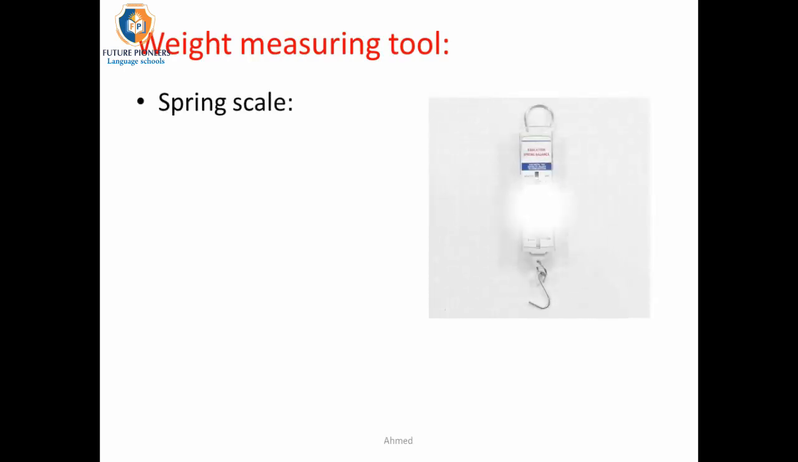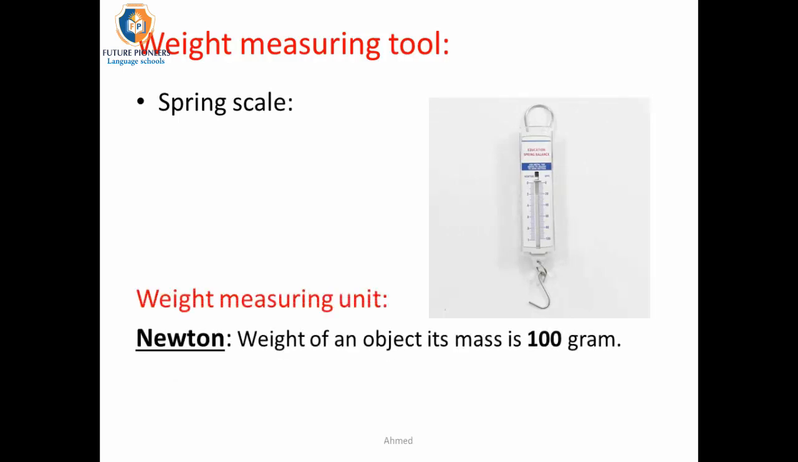What are the weight measuring tools? The tool that is used for measuring weight is called spring scale. This spring scale, as we can see in the following figure, has two hooks, one upper hook and bottom hook, and there is a scale between them and a pointer.